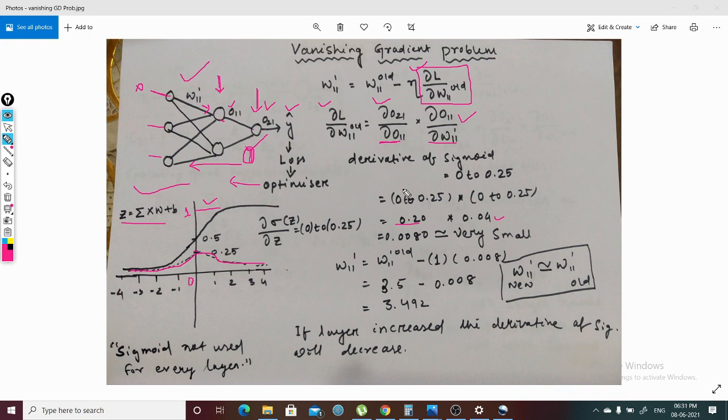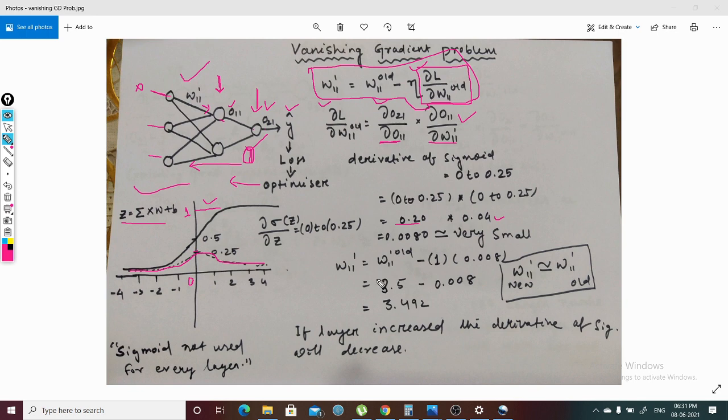If we are going to apply that particular value in our weight optimization formula, as we have already known, if you put this very small value into the weight optimization formula, it's nothing but a very small change that will happen.